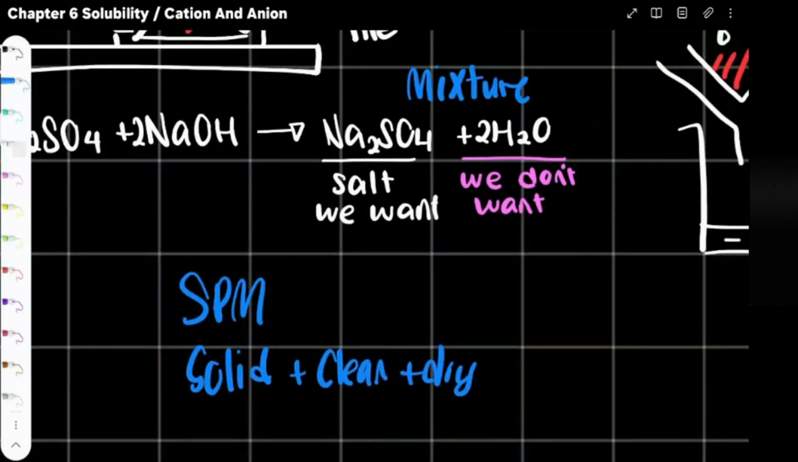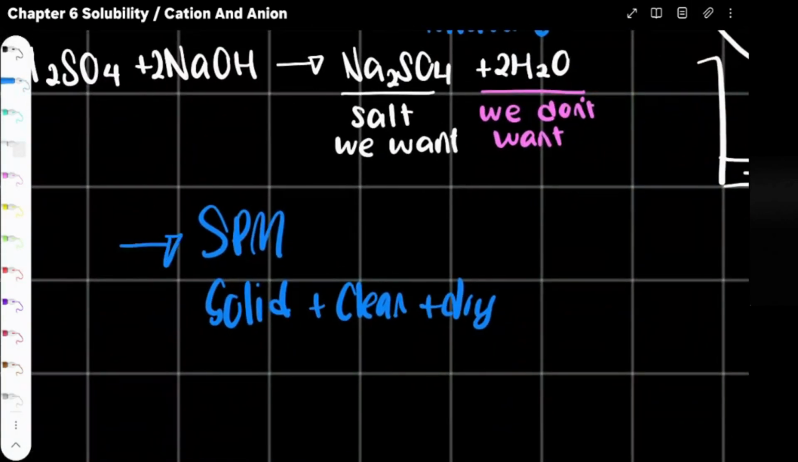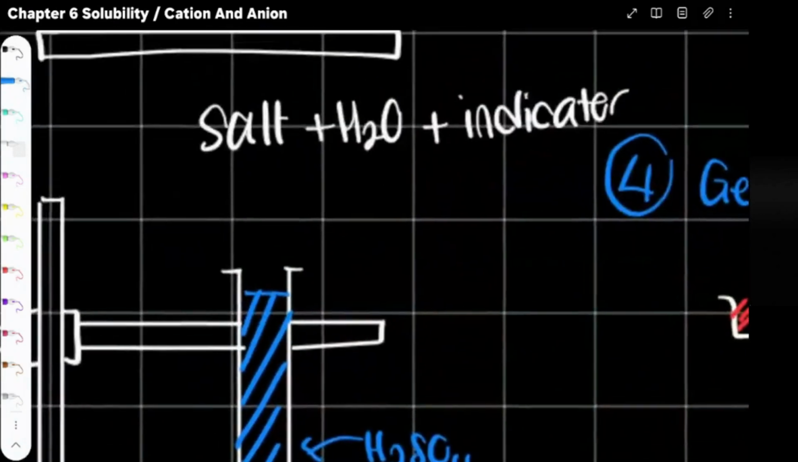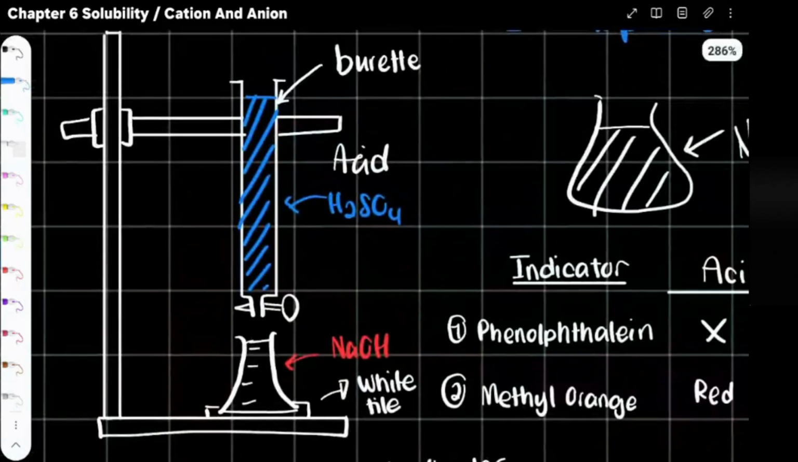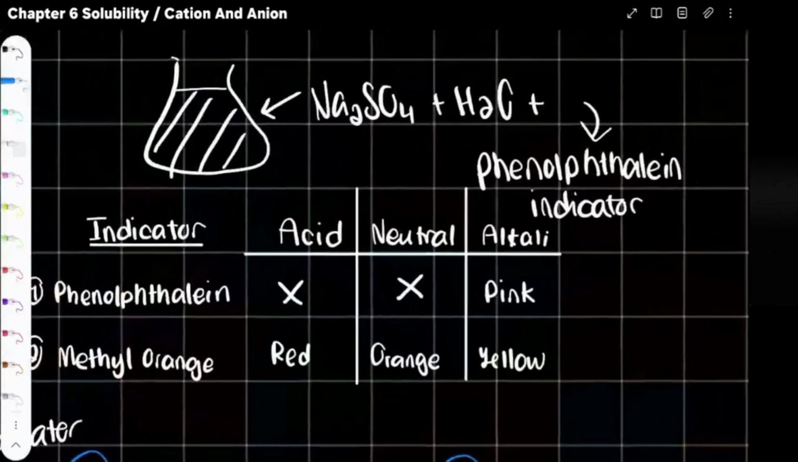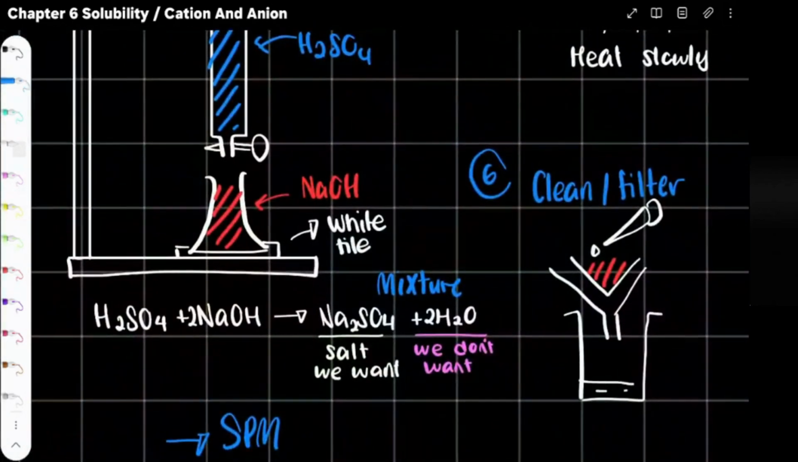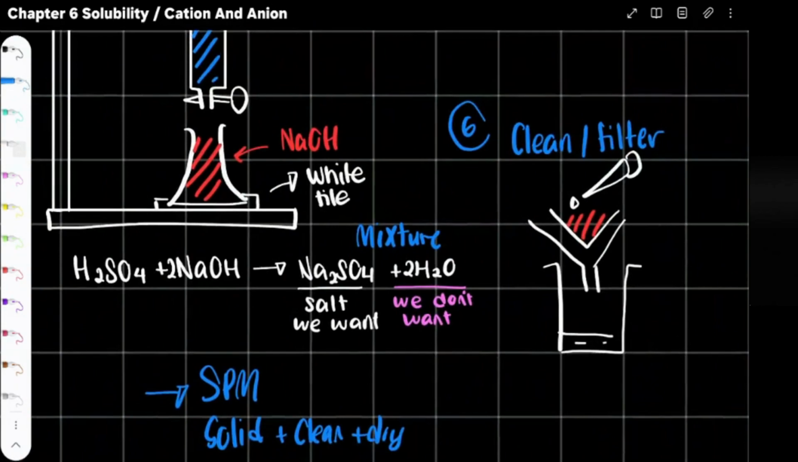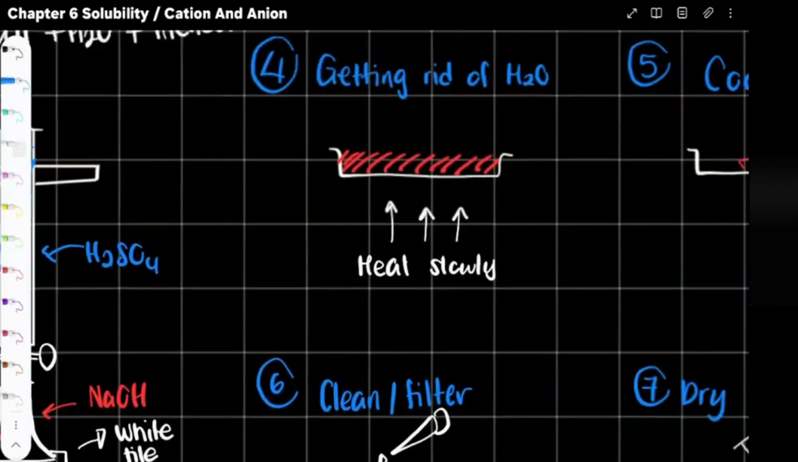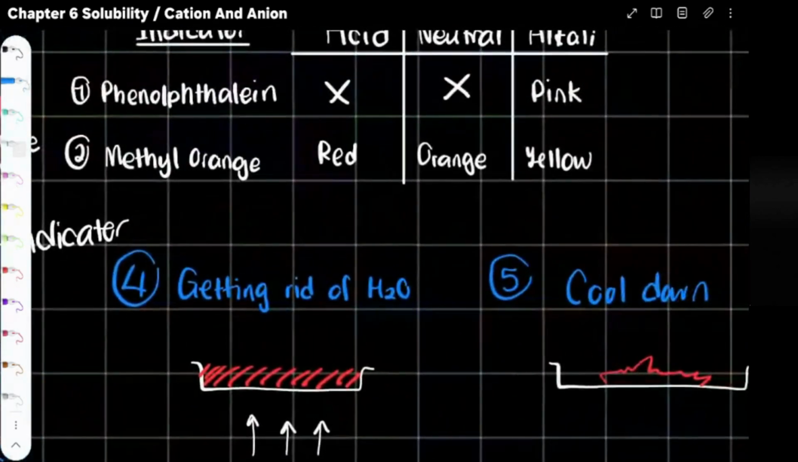This is why I always advise you to remember this, because you can always ask at each step. First I have to put this thing here. Now I have to ask: is the salt clean, solid, or dry? No, it's none of them, because there's indicator. Then I have to do it again. Now I ask again: is it solid, clean, or dry? No, because it's not solid. I want only the salt. I don't want the water. So that's why we have to go through this process of getting rid of the water.